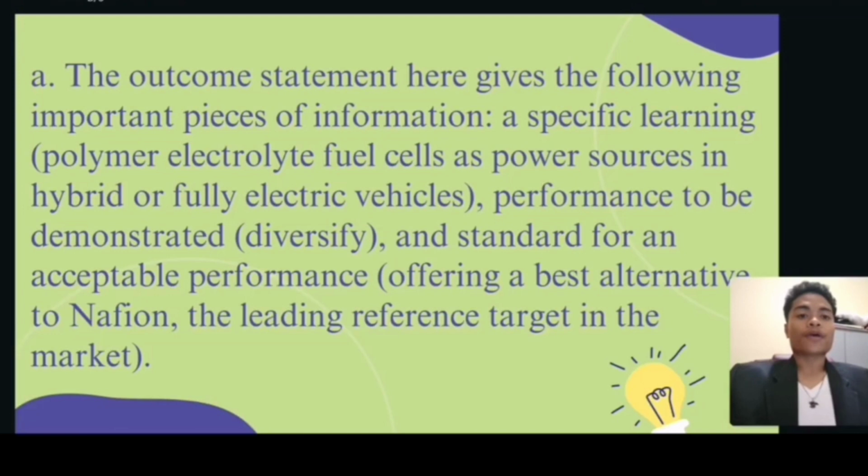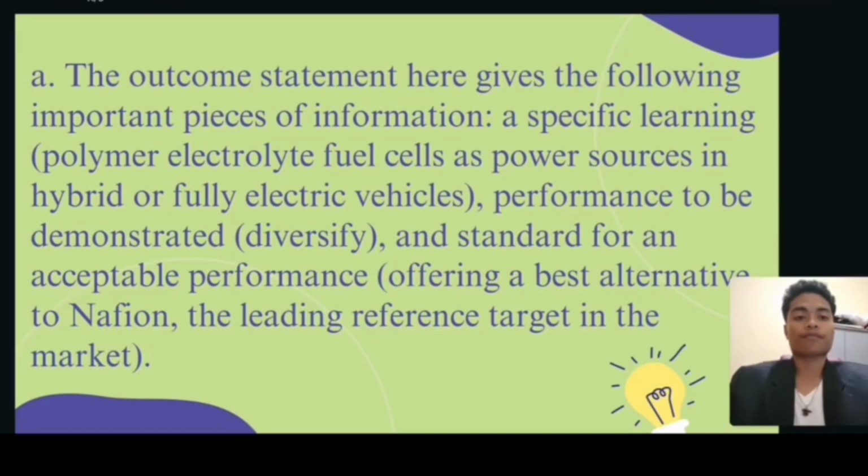In letter A, the outcome statement here gives the following important pieces of information. A specific learning on polymer electrolyte fuel cells such as power sources in hybrid or fully electric vehicles, performance to be demonstrated or diversified in standard for an acceptable performance, offering a best alternative to naphthalene, the leading reference target in the market.